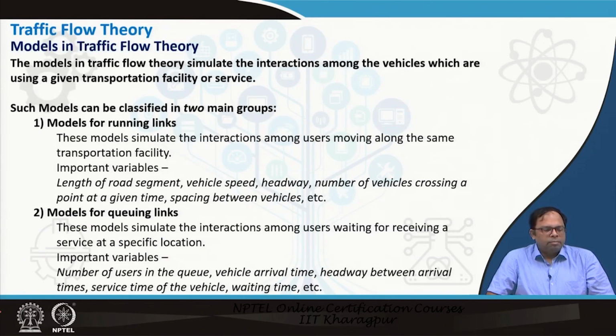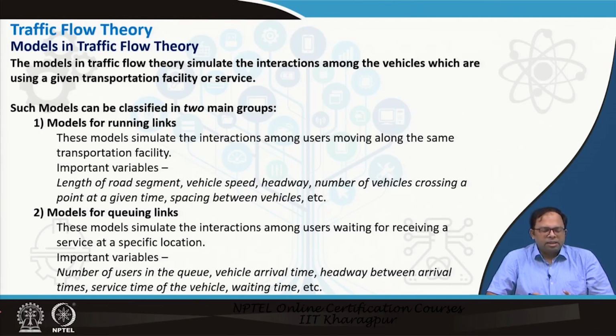So, when we talk about traffic flow theory, the models in traffic flow theory simulate the interactions among the vehicles which are using a given transportation facility or service, and this could be classified into two groups. One is called model for running links and the other is model for queuing links. Now, queuing links is mostly related with transit.